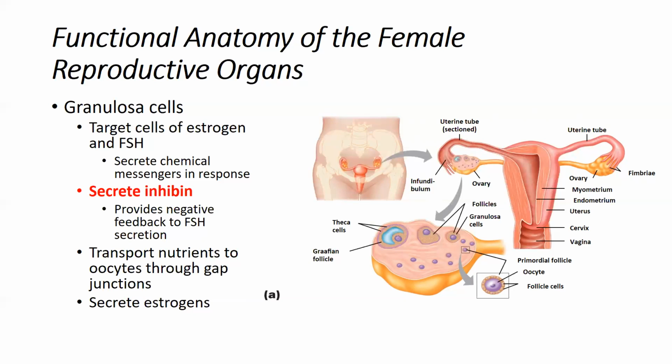So granulosa cells, the take-home point here, are very similar in their function and in their location to the development of eggs, very similar to Sertoli cells, right? They secrete inhibin, they help the target cells to secrete estrogen and FSH.